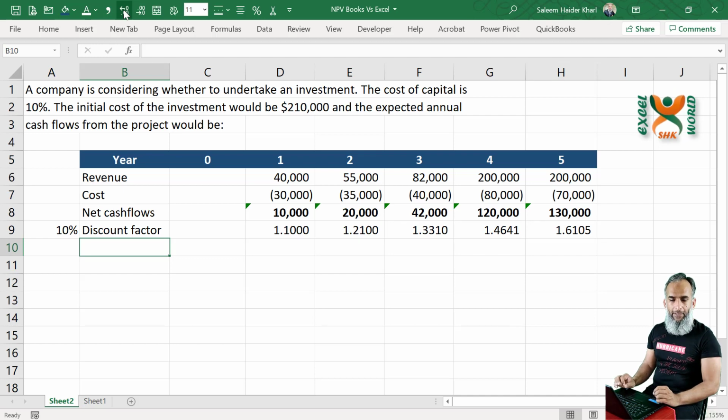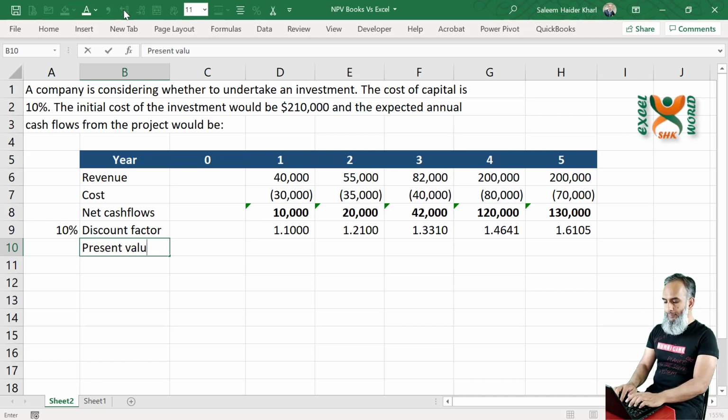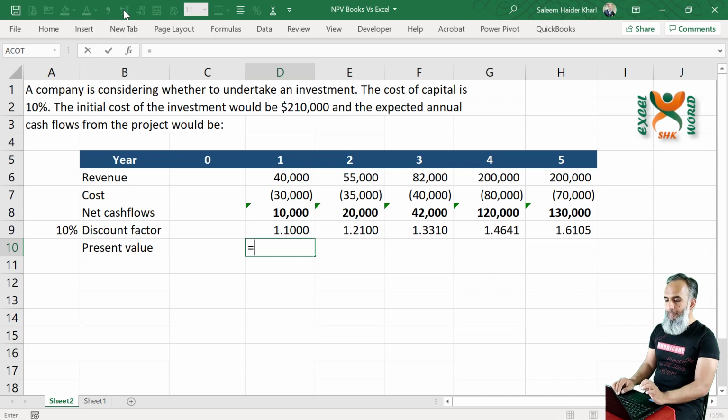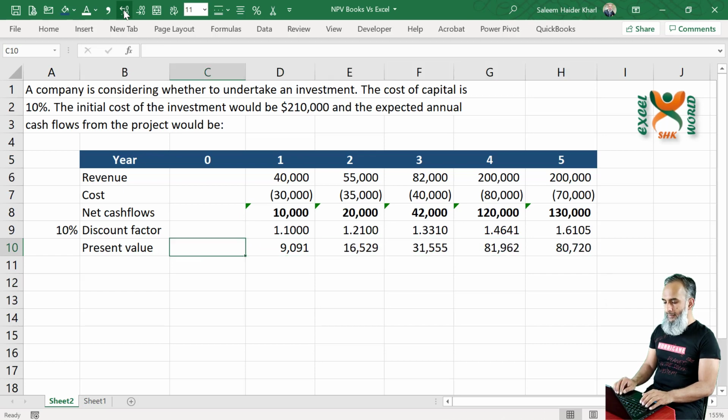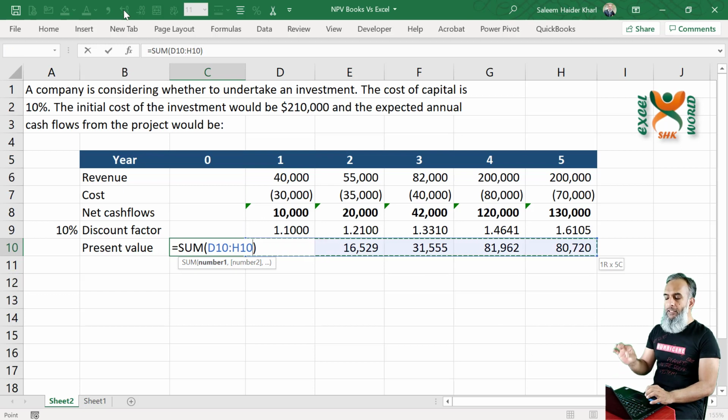So now we will calculate the present value of the cash flows, which will be in terms of today or present time. So this will be the present value, and we will divide the net cash flows by the discount factor, like we divided 110,000 by 1.1, and copy it to all the cells. And now we can add up all of these values, because each of these values represents the present value of the particular year's cash flow.